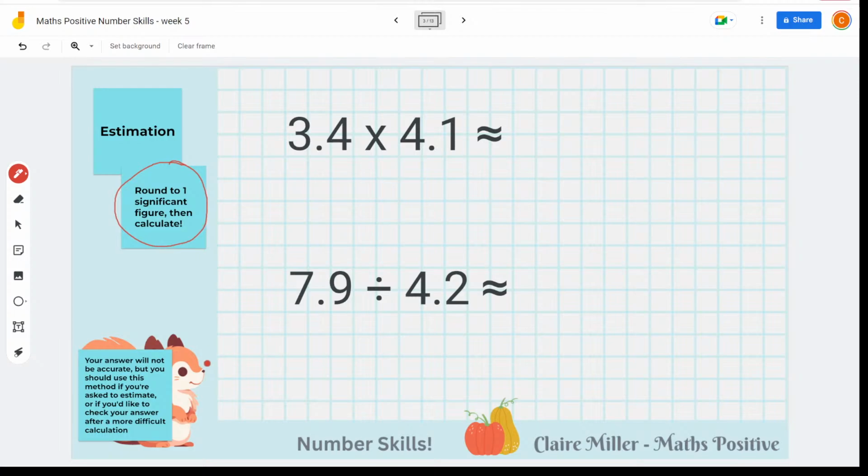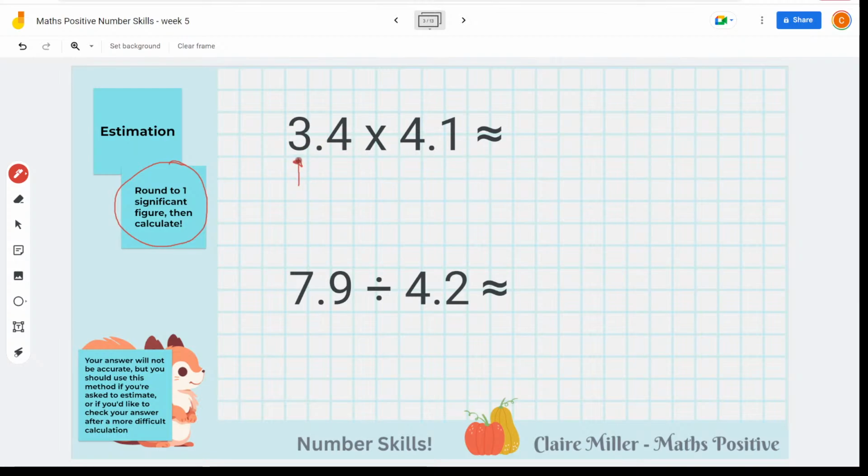And again, another warning, your answer isn't going to be accurate. This is a brilliant method to use if you want to check the answer to a difficult calculation. Or, of course, if you're asked in a question to estimate an answer, don't work it out fully because that's not what you've been asked to do. So in these questions, I'm asking you to round to one significant figure and then calculate. So let's round these to one significant figure.